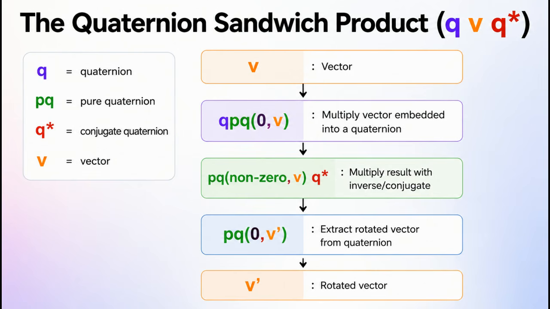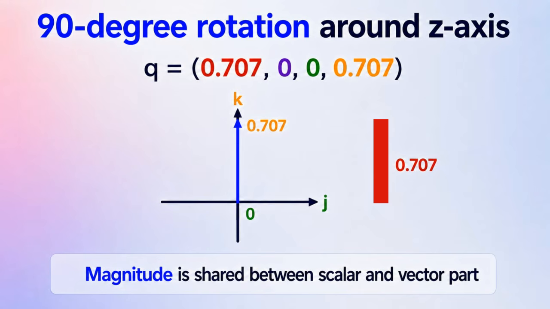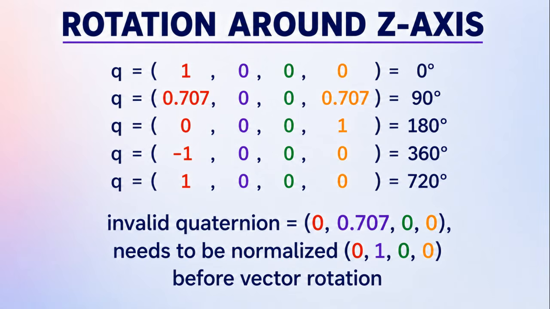For a 90-degree rotation around the z-axis, the quaternion needed is the cosine of 45 degrees on the scalar component, 0 on the x and y components of the vector, and the sine of 45 degrees on the z component. A 180-degree rotation about the z-axis is represented by a 0 scalar component and a 1 in the z component of the vector part. You might be wondering why the z component is 1 rather than the sine of 180 degrees, which is 0. This is because quaternions use half angles, so the vector part is based on the sine of 90 degrees.